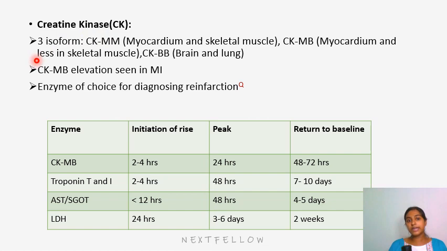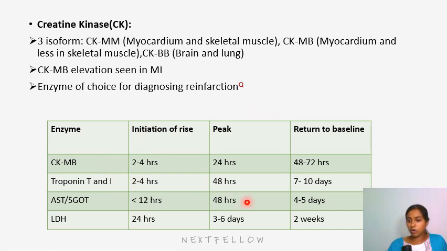So the next enzyme is creatine kinase. Creatine kinase occurs in 3 isoforms. Okay, CKMM, which is seen in myocardium as well as skeletal muscle, CKMB, which is seen in myocardium and found less in skeletal muscle, and CKBB, which is found in brain as well as lung. So in myocardium CKBB is not found, and CKMB elevation is seen in MI, and this is the enzyme of choice for diagnosing reinfarction because it returns to baseline within 72 hours. So whenever a person develops reinfarction during the admission or after 10 days, this will be the enzyme of choice. Okay, CKMB will be the enzyme of choice for diagnosing reinfarction.